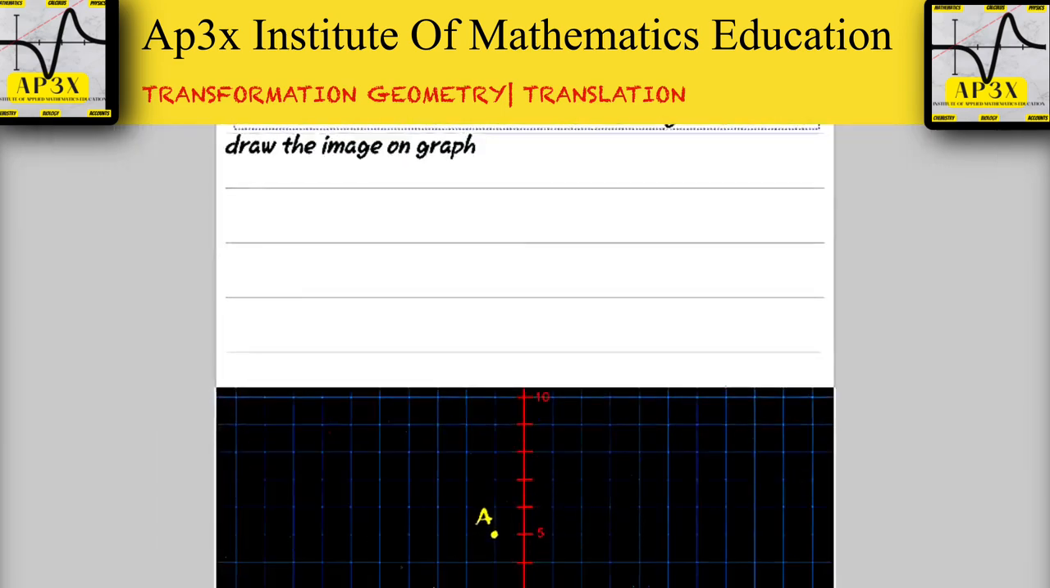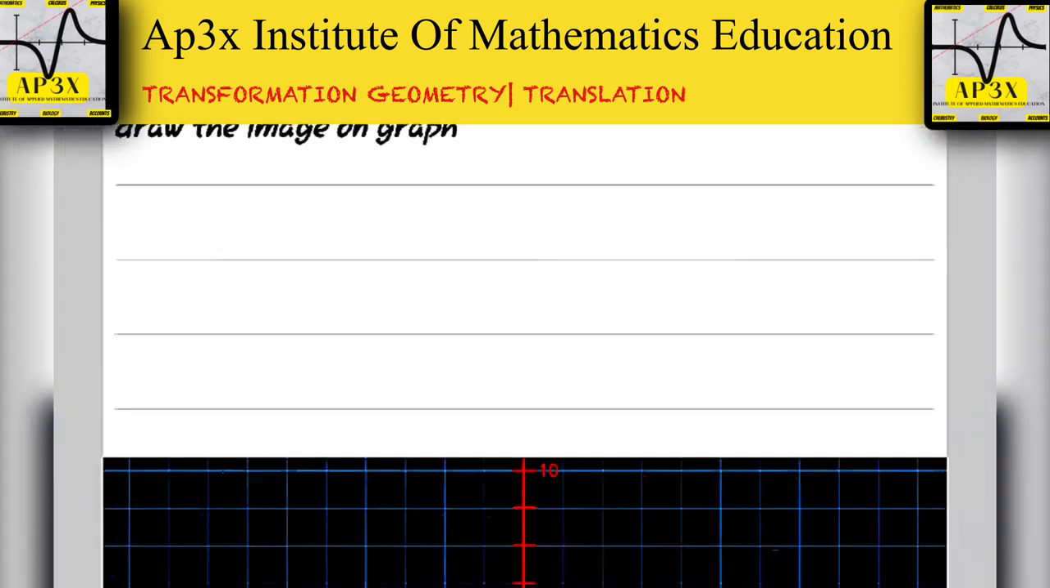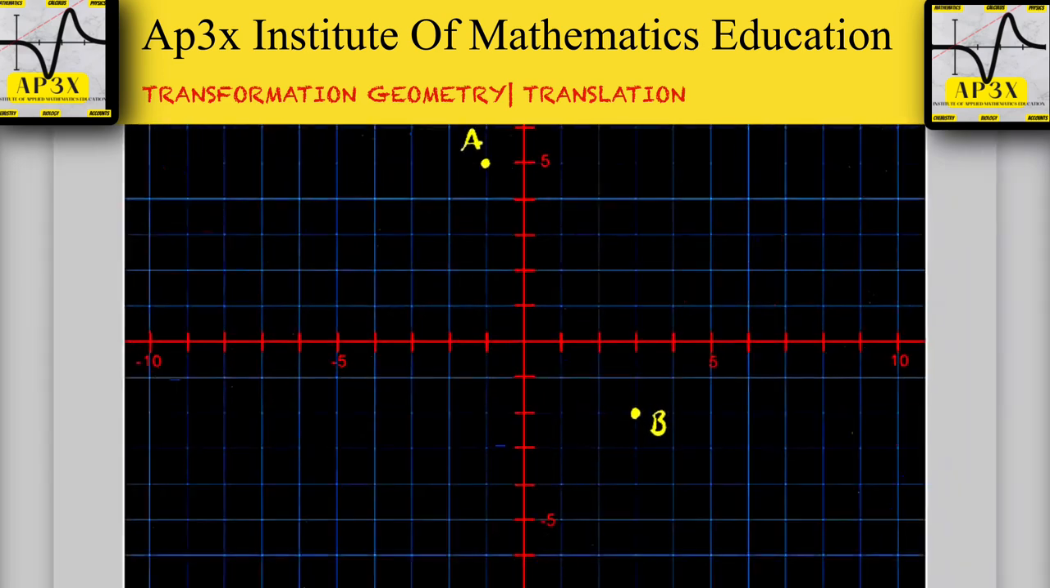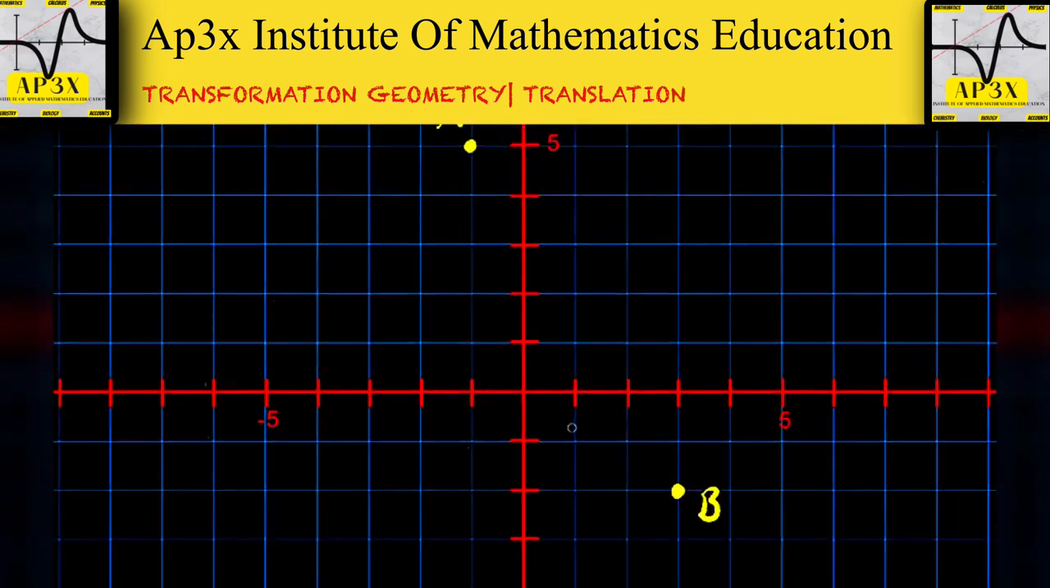And then finally, we're going to go ahead and plot the point 4, 2. So of course, we're going to go across, say here, 4. So that's going to be 1, 2, 3, 4, and up 1, 2. So this is our point, say here, C.